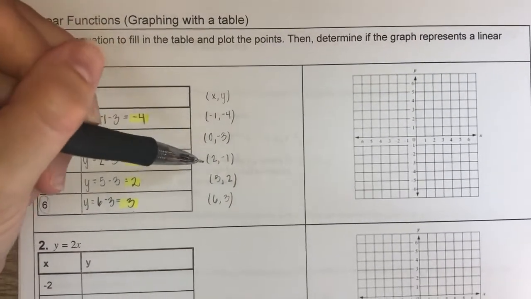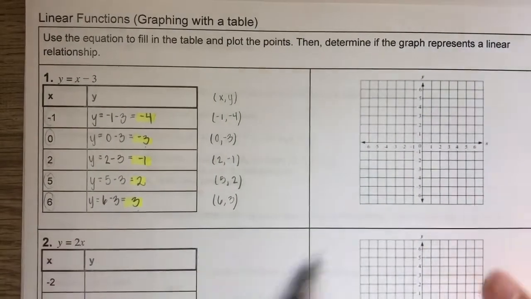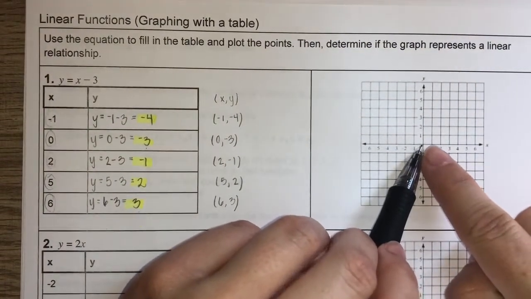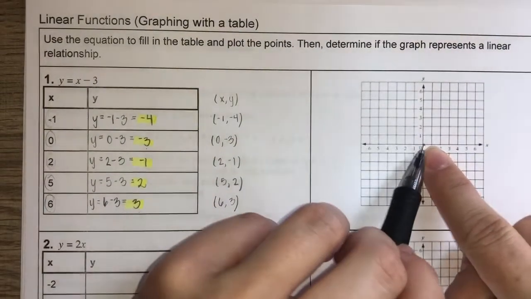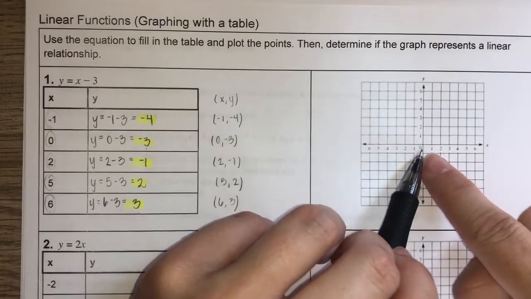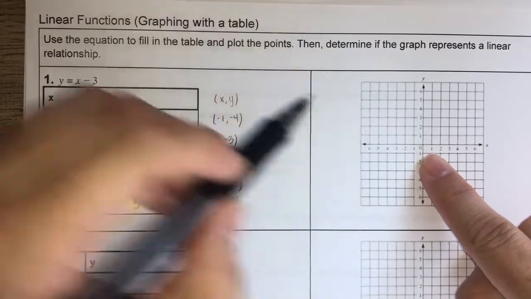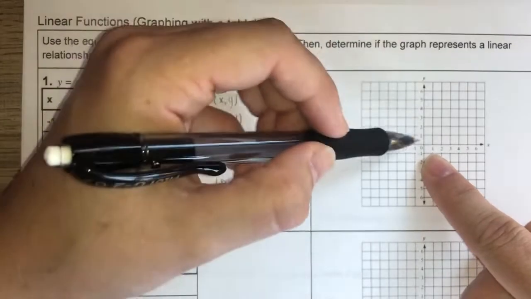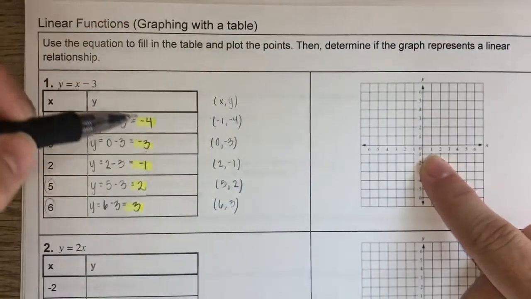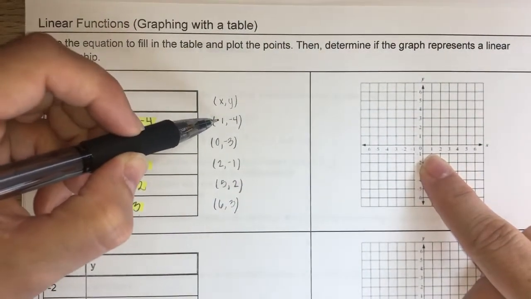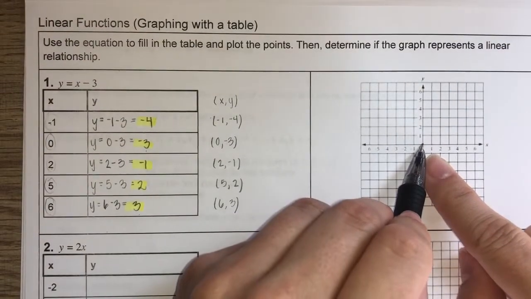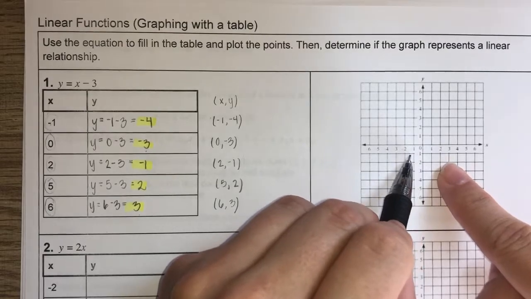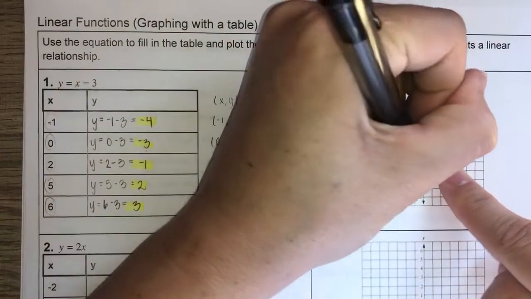Now we're going to plot these 5 points. So when you're graphing, we always start at 0, 0, and then if x is positive, if the first number is positive, we're going to go to the right. If x is negative, we're going to go to the left. For y, if y is positive, the second number, I'm going to go up. If y is negative, I'm going to go down. So my first point is -1, -4. So from 0, 0, I'm going to go left 1 for -1, and then I'm going to go down 4 for -4.